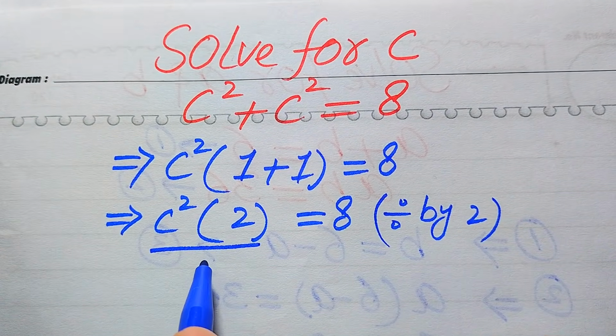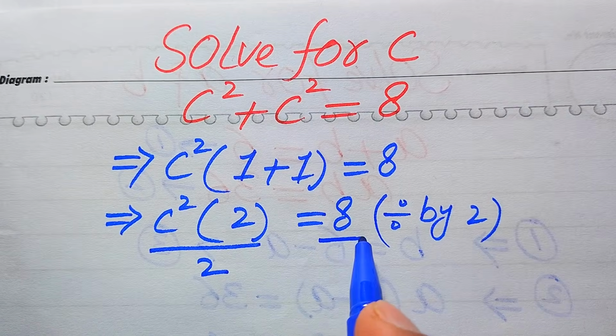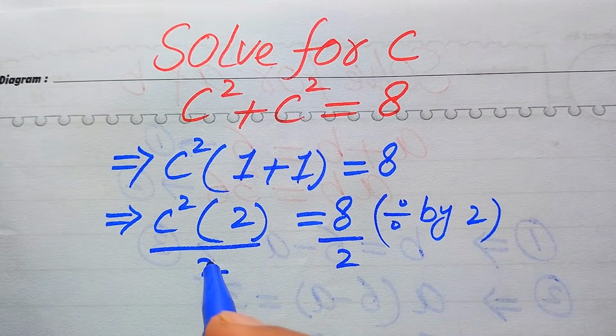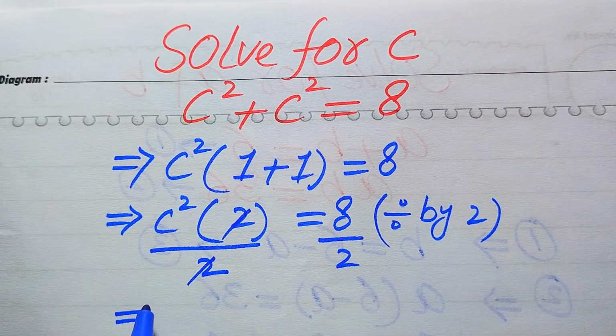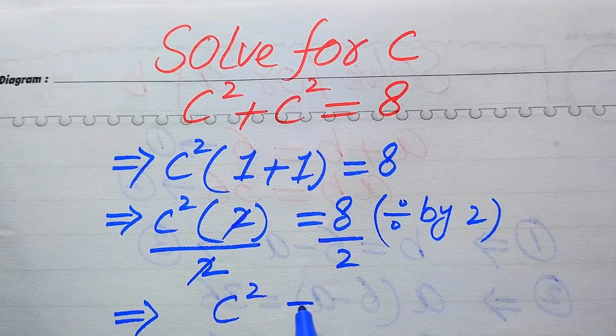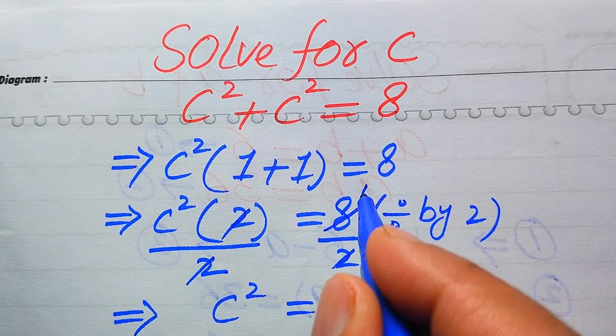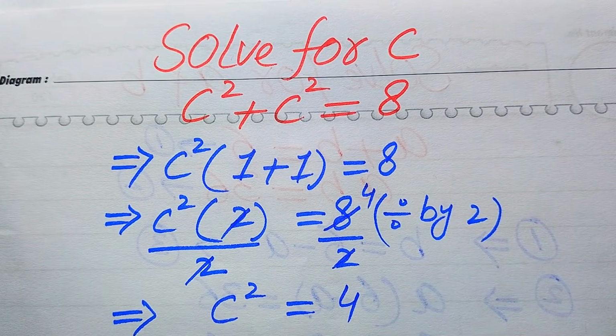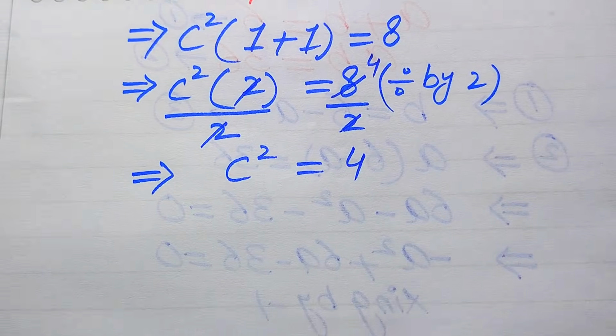When we divide by 2, it becomes c square divided by 2 equals to 8 divided by 2. So this 2 and this 2 are gone, and we get c square equals to, this is 2 times 4 becomes 8, and we get the value of c square equals to 4.